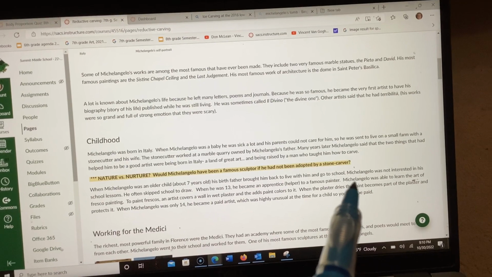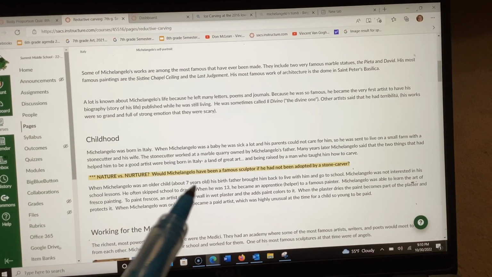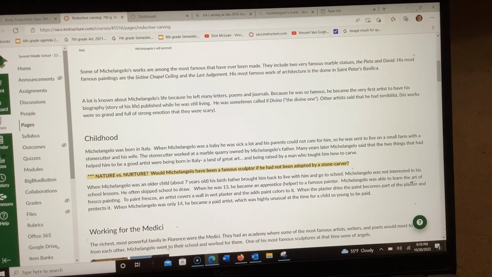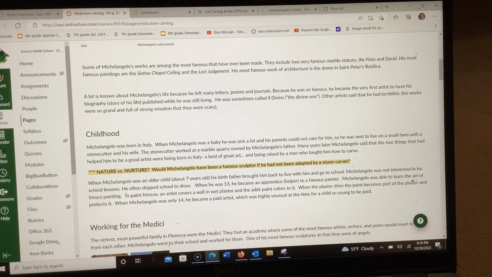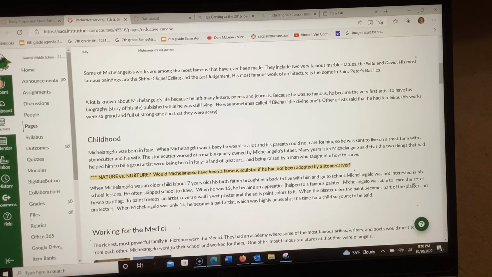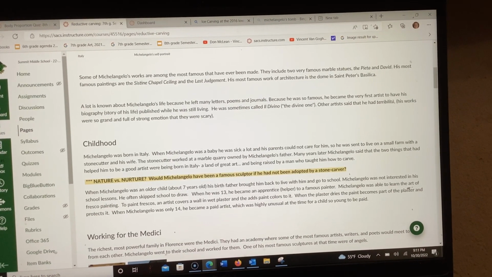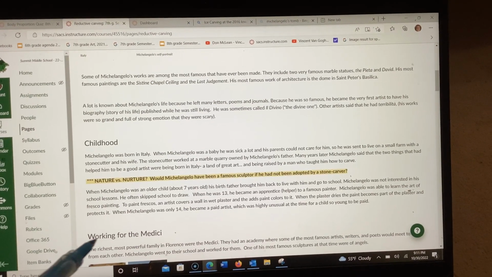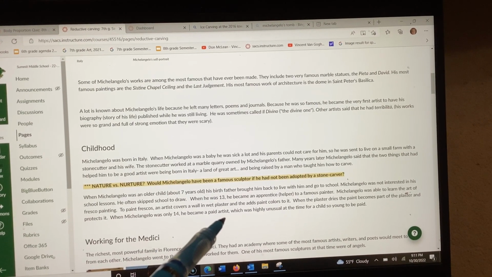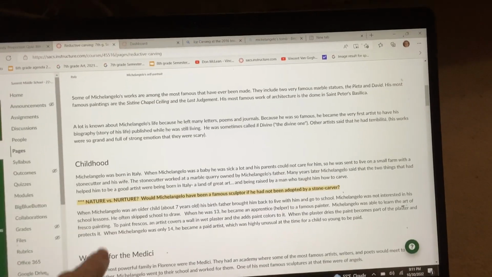When he was an older child, about 7, his birth father brought him back to live with him and go to school. However, Michelangelo was not interested in school. He skipped it a lot just to draw. When he was 13, he became an apprentice, a helper to a famous painter. Michelangelo was able to learn the art of fresco painting. To paint frescoes, an artist covers a wall in wet plaster and then he adds paint colors to it. Then when the plaster dries, the paint becomes part of the plaster and it protects it. When Michelangelo was only 14, so like our 8th grade, he became a paid artist, which was highly unusual at the time for a child so young to be paid to do art.